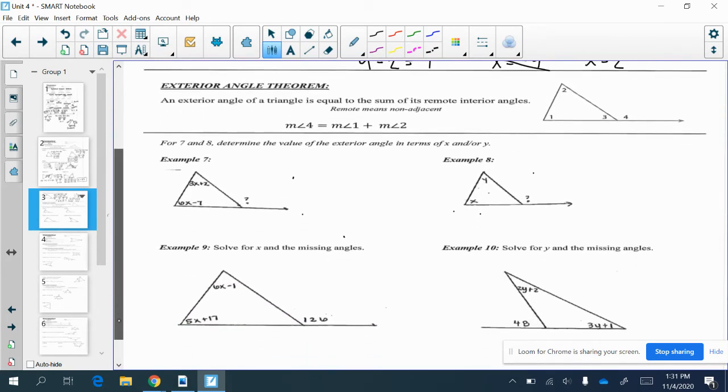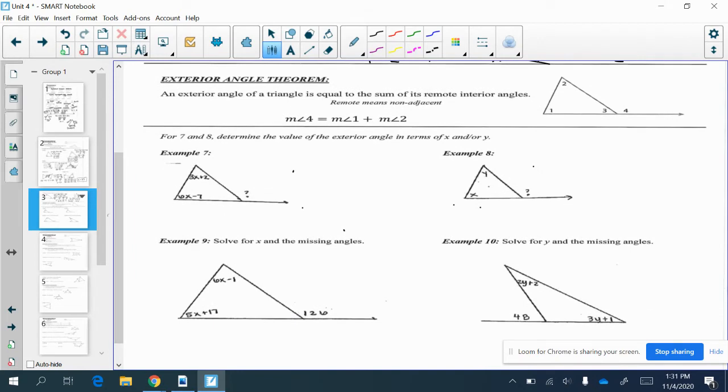The exterior angles theorem. An exterior angle of a triangle is equal to the sum of its remote interior angles. Remote means non-adjacent. So here, measure of angle 4 equals 1 plus 2. Okay, so if I add together the angle degree measures of 1 and 2, that will give me the measure of angle 4.